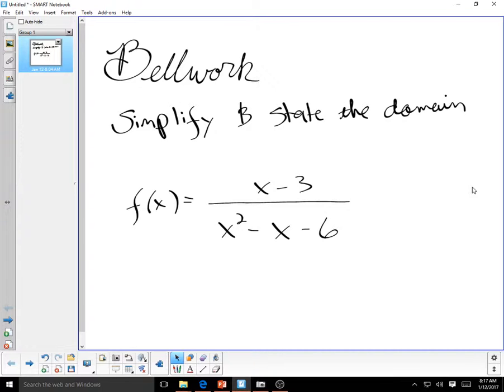Okay. So, bell work was kind of a little bit of what we did yesterday. State the domain, and then try to simplify this problem. Anybody have it? Anybody come up with something? Want to share? What do you got, James? Let's do the domain first because that's easier, right? The domain would be x not equal negative.